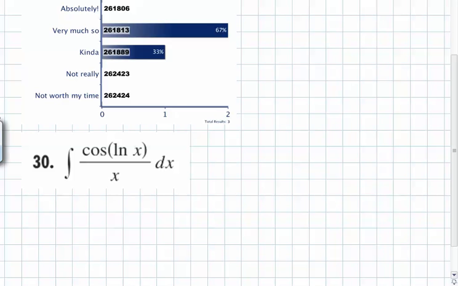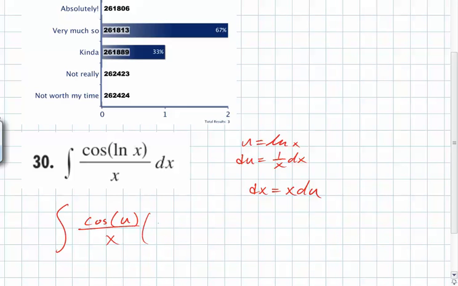So you said you want u to be what? ln x. So what does du equal? 1 over x dx. So what does dx equal? x du. Now you substitute this in, you get cosine of what? u over x, and what's dx equal? What cancels?